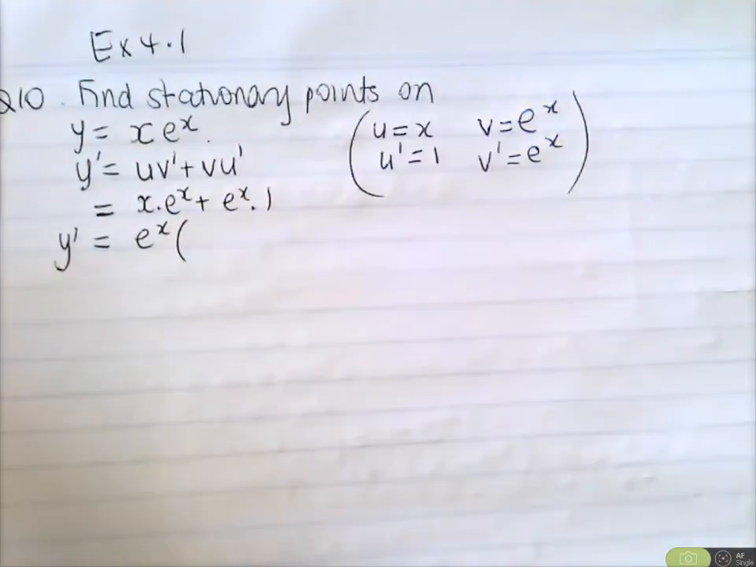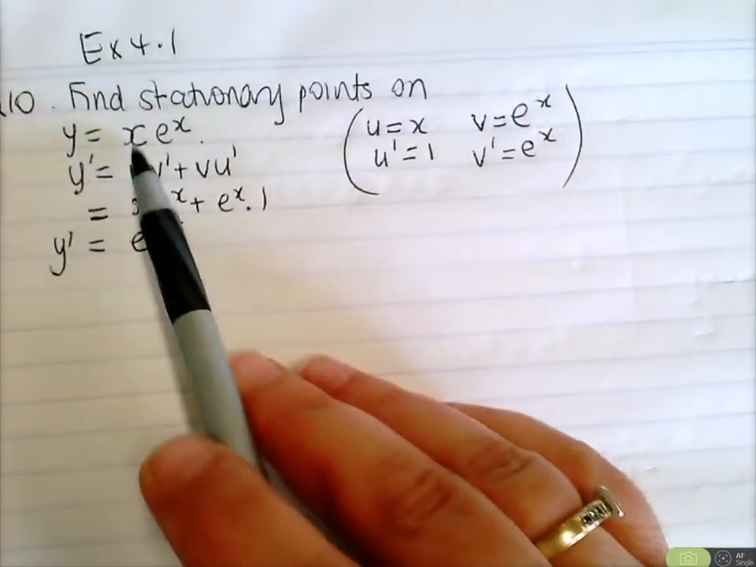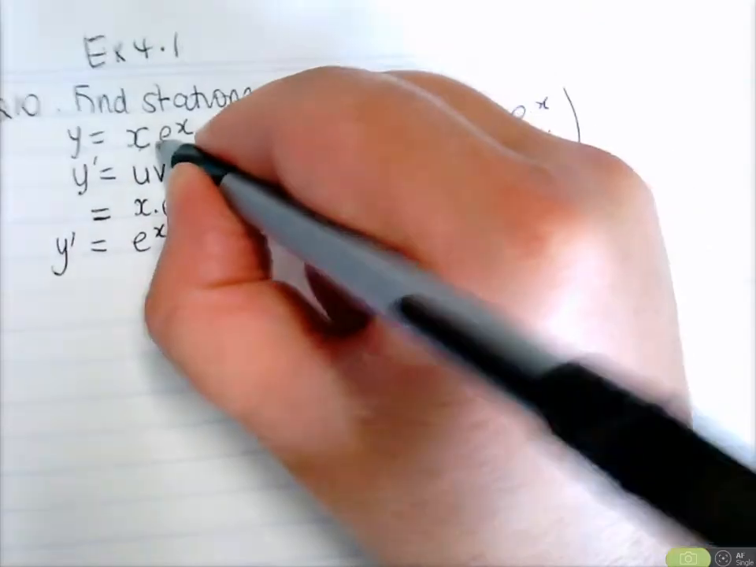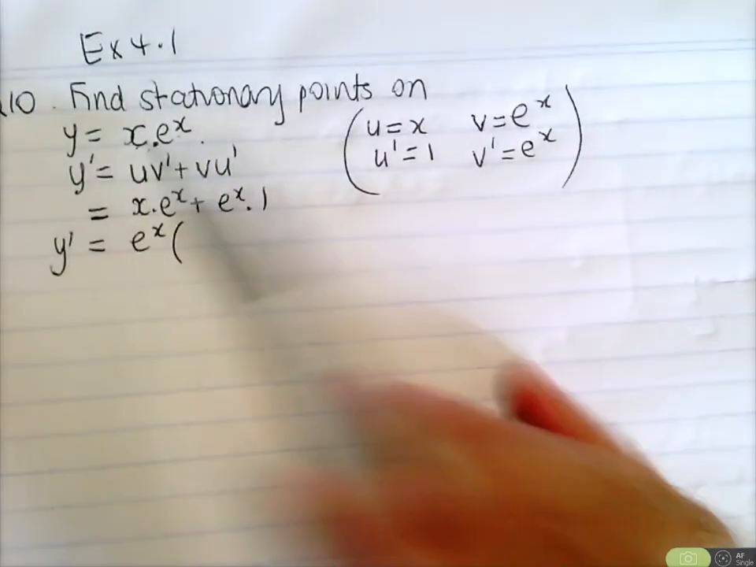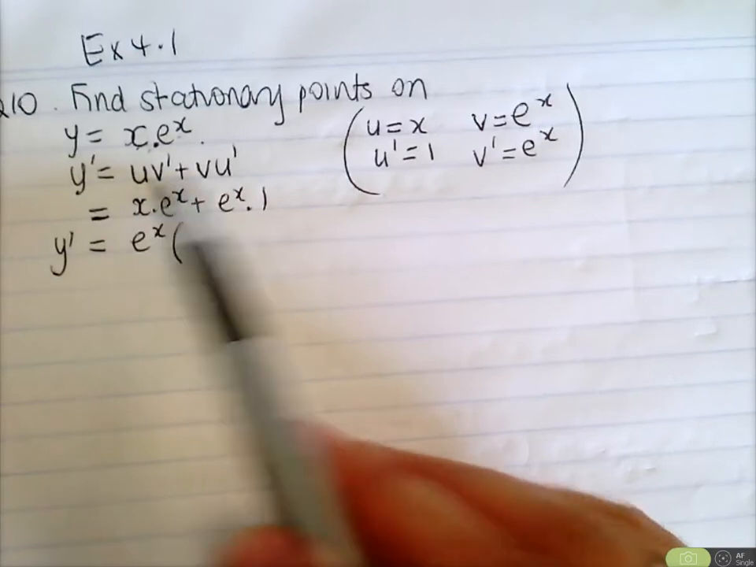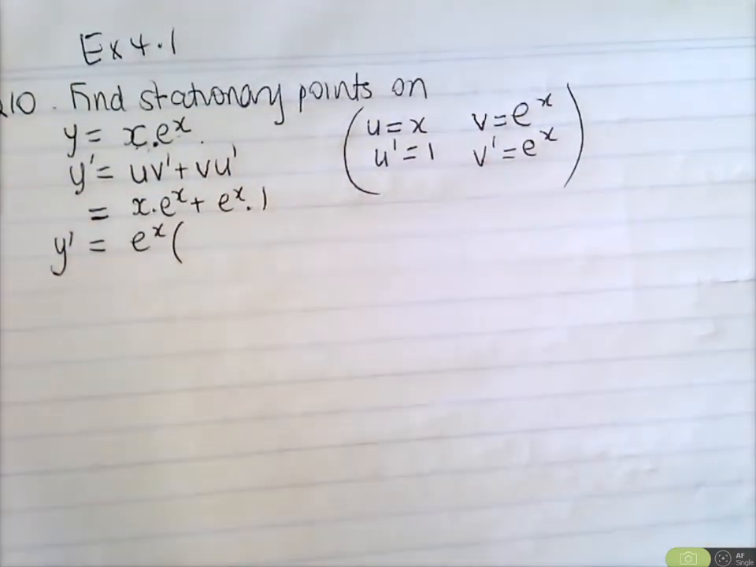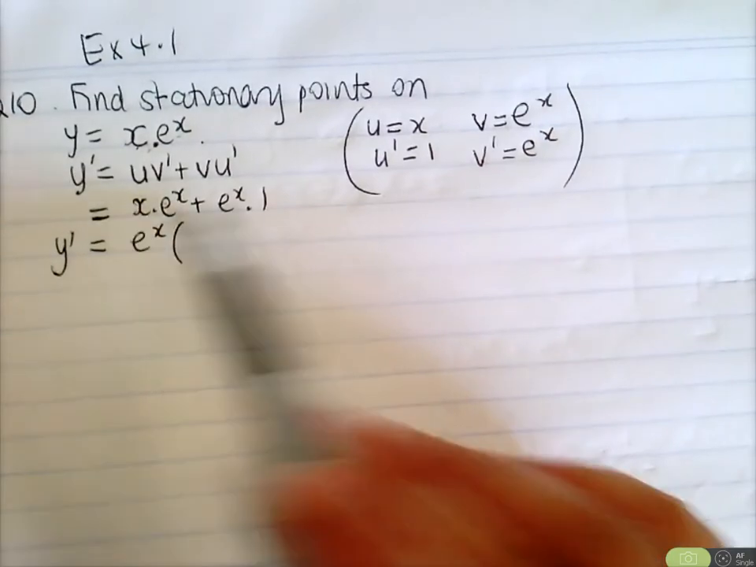These are homework problems. Exercise 4.1, question 10. Find the stationary points on that curve y equals x e to the x. This is product rule because you've definitely got two functions in x. u is x, v is e to the x, and we've differentiated them there. There's our product rule, or you can do vu dash plus uv dash, either way. We've done our product rule there.